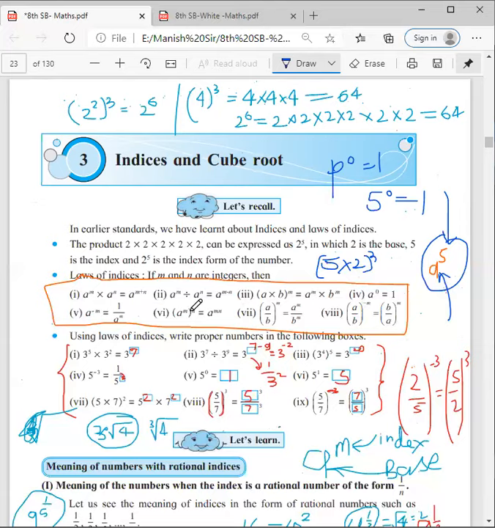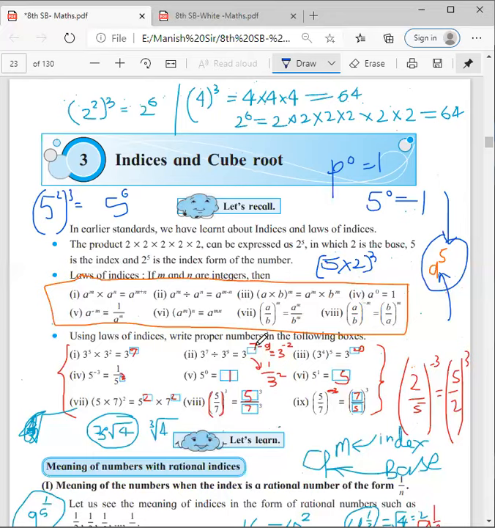What is the meaning of that? For example, if I write 5 raised to 2, the whole raised to 3, that can be written as 5 raised to 2 into 3. We multiply those two numbers 2 and 3, and that becomes 5 raised to 6. I hope this one is clear to you all.